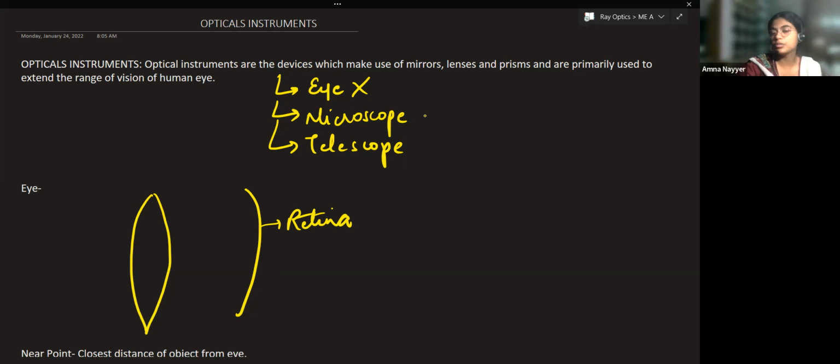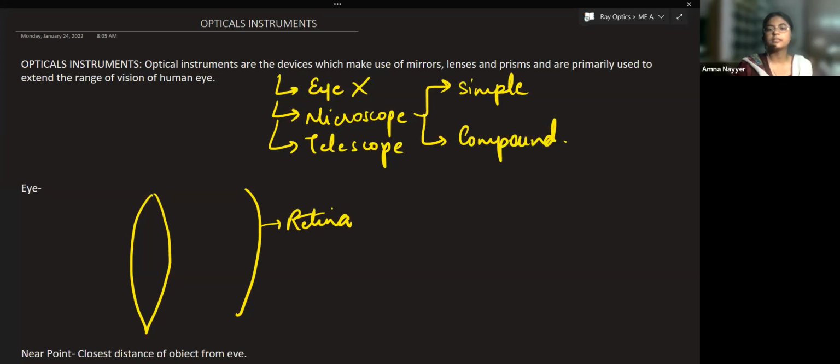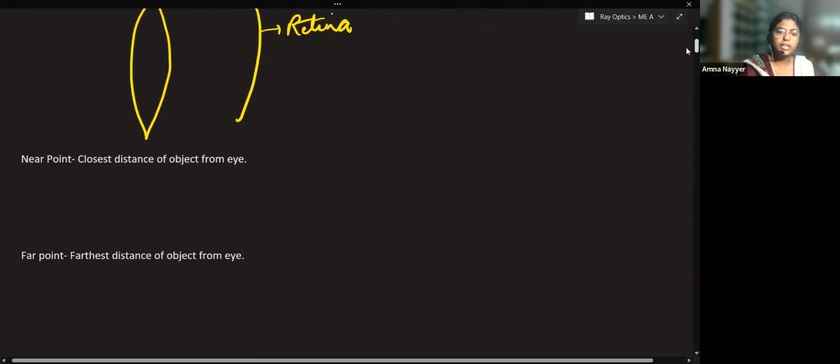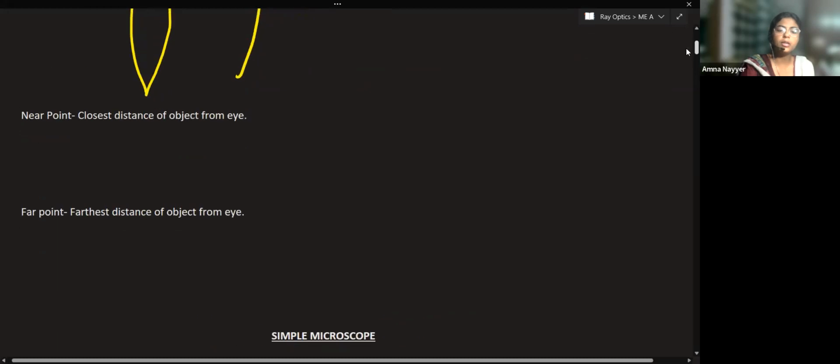Then you have the microscope. Microscope we'll study today. Both the types of microscope we'll cover. There are two types of microscope basically. One is a simple microscope, the other one is a compound microscope. Telescope, let's talk about it later. Now, two points are very important before we start with any of the things.